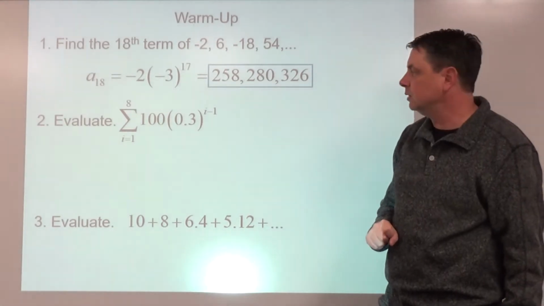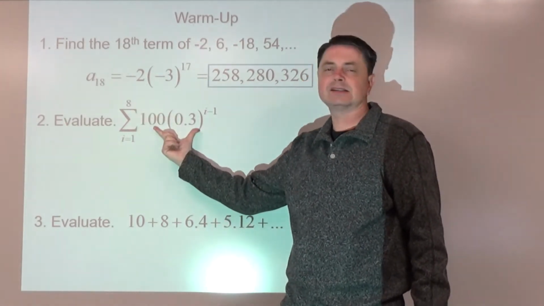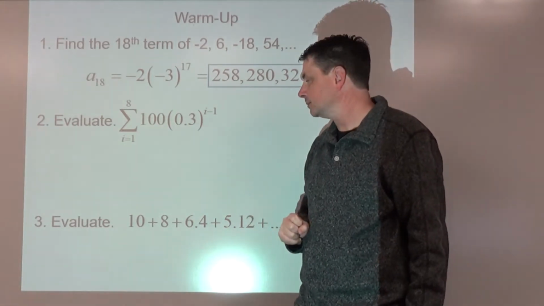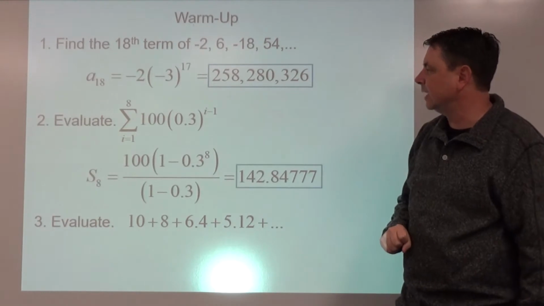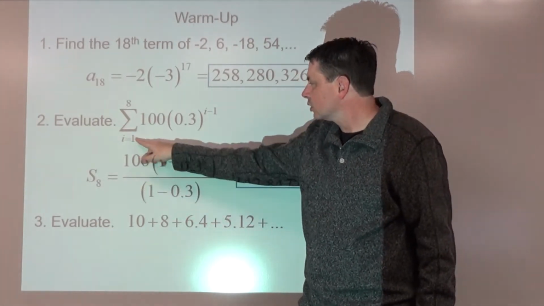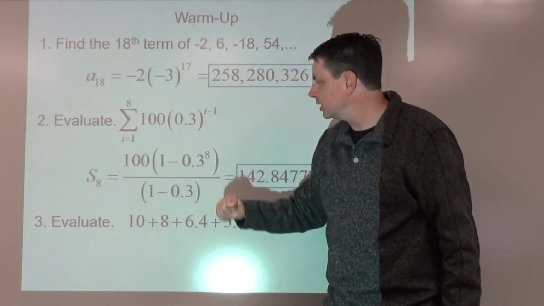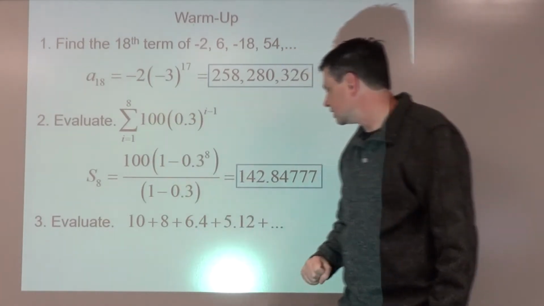Number two, evaluating a sum. It is a partial sum, and this is exponential, so it is geometric. So we're going to do S sub 8 is equal to a sub 1. Substituting in a 1, we're going to get 100 times 1 minus 0.3 to the 8th divided by 1 minus 0.3.